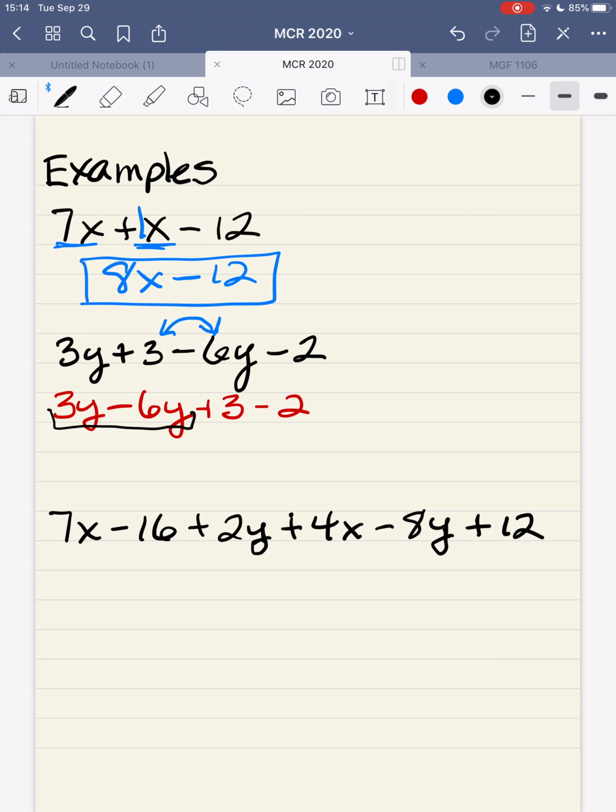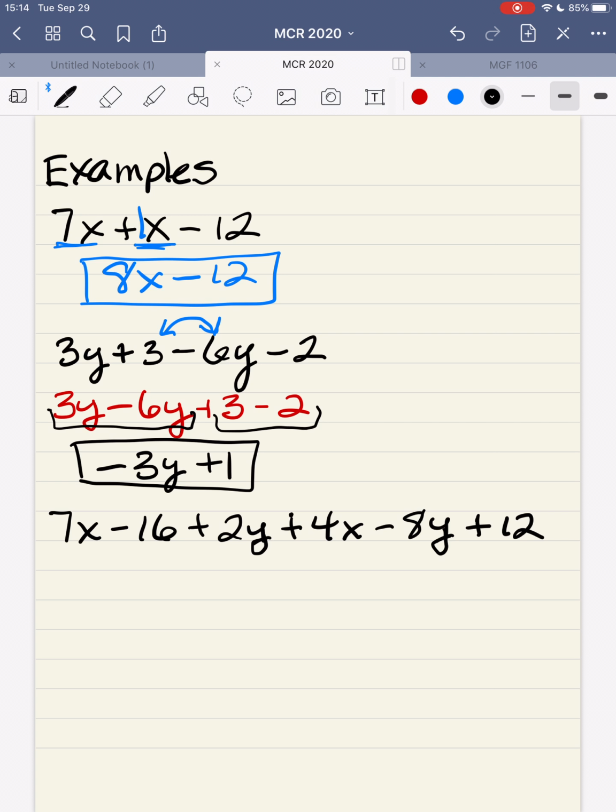And now everything is nice and close together. I have my y's in one place, I have my numbers in one place, and all I have to do is either add or subtract. So 3y minus 6y will give me negative 3y. And 3 minus 2 gives me a 1, so a plus 1. And I am done. This last one's a little bit longer. I do encourage you to try it before you watch me do it.